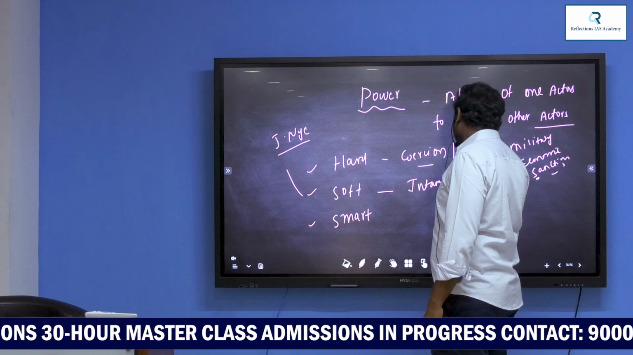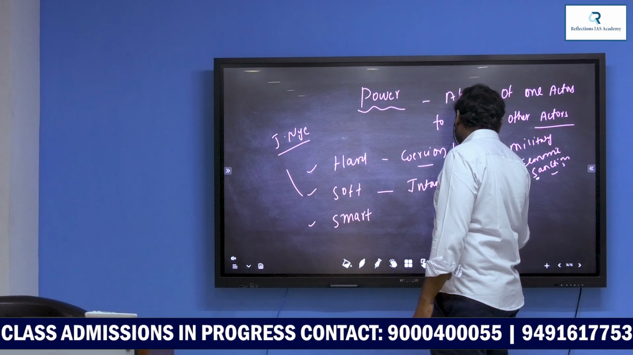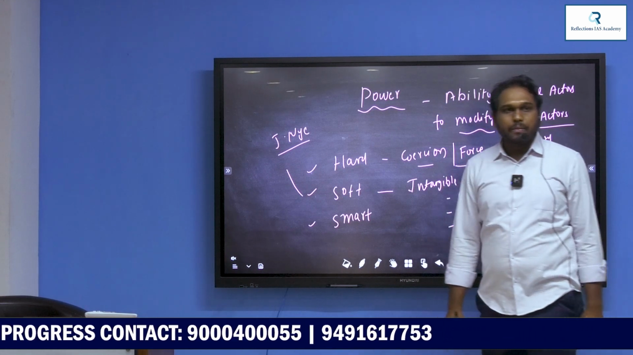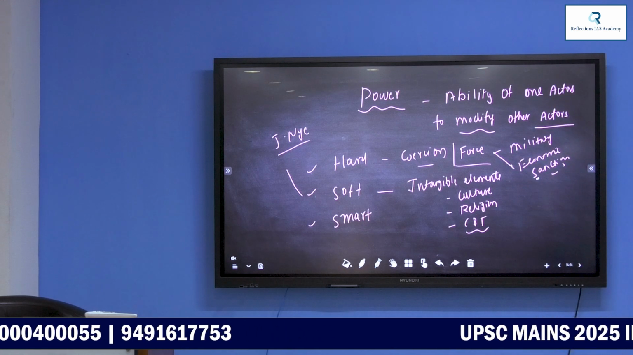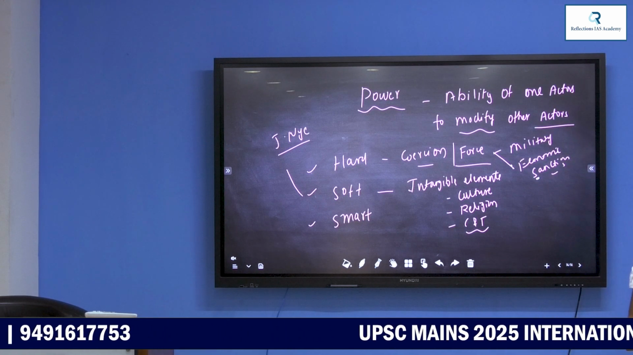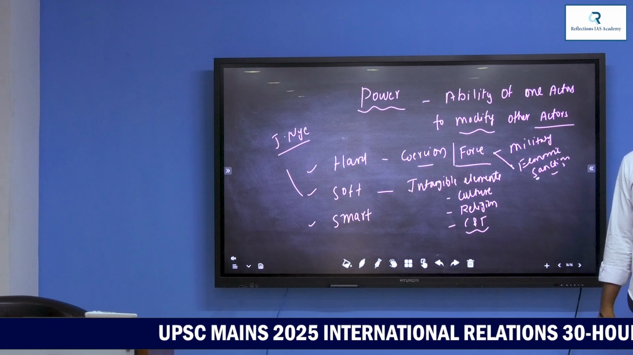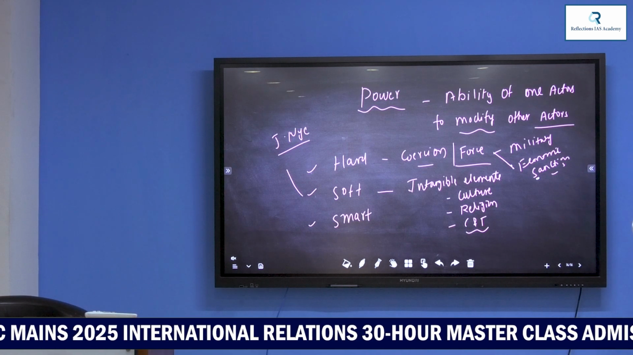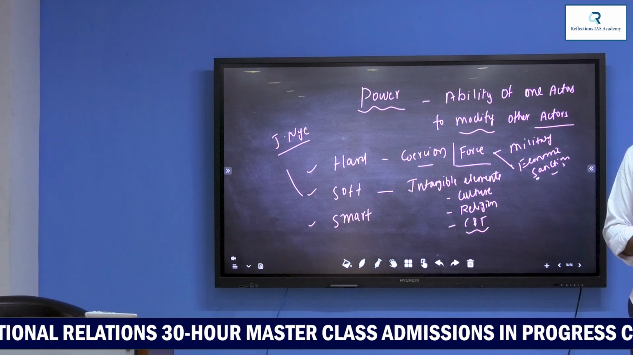What are those intangible elements? Culture, religion, customs and traditions of one nation. There is no need to use force here. Individuals modify their behavior. They will act according to your whims and fancies based on the elements you have, which they are attracted towards. The features this nation has, and they are attracted towards them.